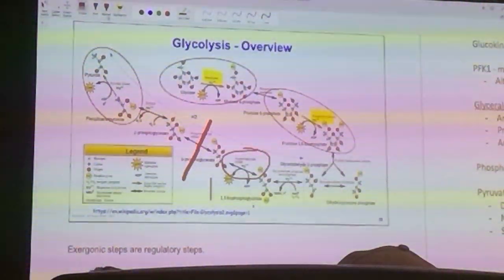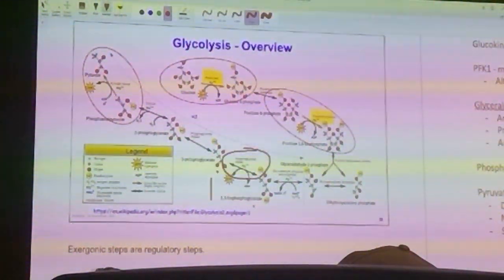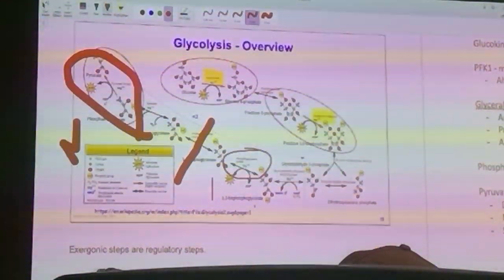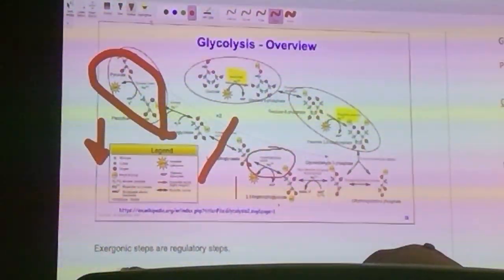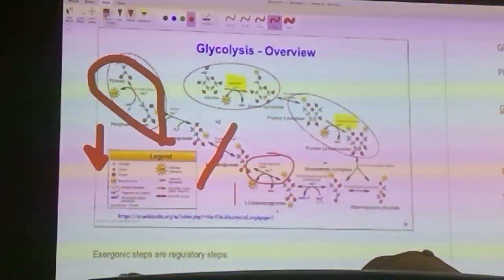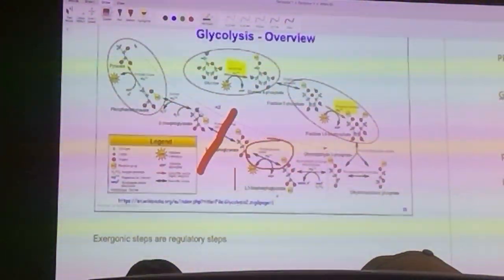And you have to understand this concept: whenever you block, let's say I block this enzyme, everything after the enzyme will decrease, everything before it will increase. Make sure you understand that.